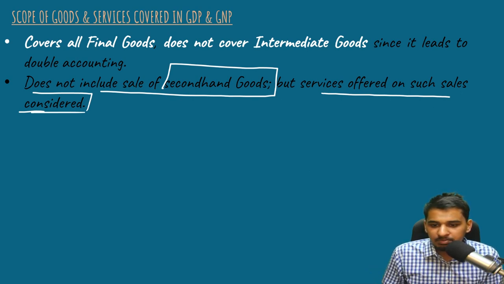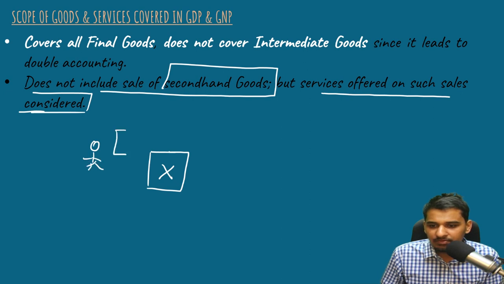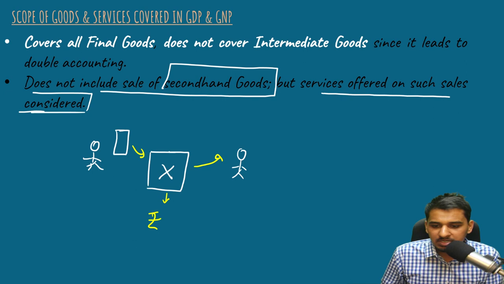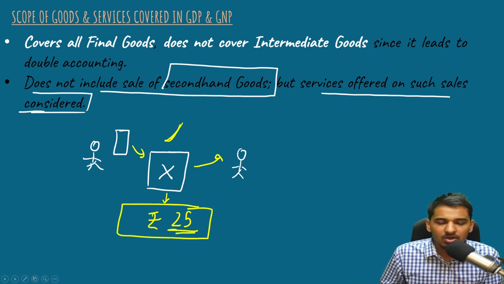Suppose there's some online platform, say platform X, and this is one person who is selling this mobile phone, and this is another person who will be buying this mobile phone, via X. So if X, the online platform, makes some commission, say 25 rupees, then this 25 rupees, the service which it is offering, will be considered part of our GDP.